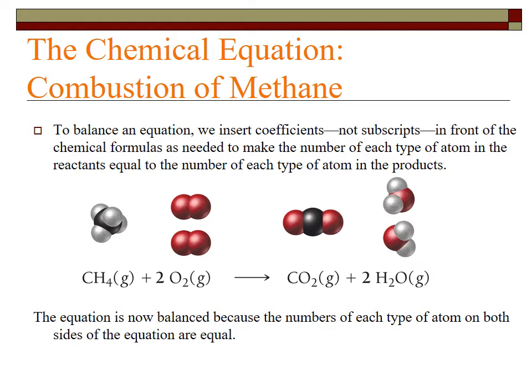If I look over on the right-hand side, look at the carbon dioxide. There is no number out in front of it, so that is a 1. 1 times 2 is 2 oxygen atoms from the carbon dioxide. Looking at the water, 2 times 1 gives me 2 oxygens. So 2 oxygens from the water molecule, 2 oxygens from the carbon dioxide molecule gives me 4 oxygens on the right-hand side of the equation. So the equation is now balanced because the number of each atom on both sides of the equation are equal.